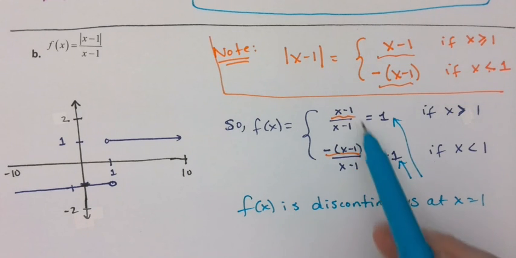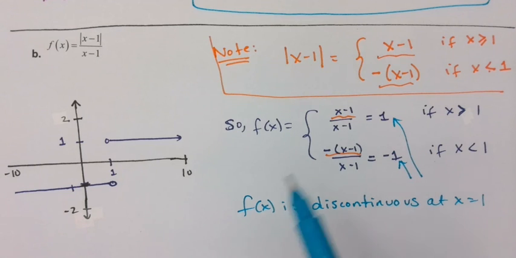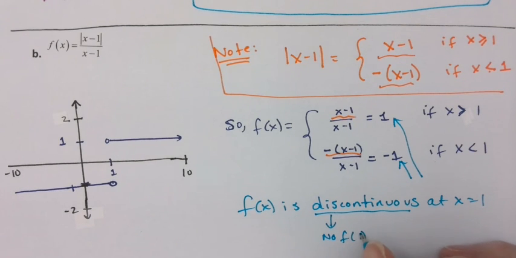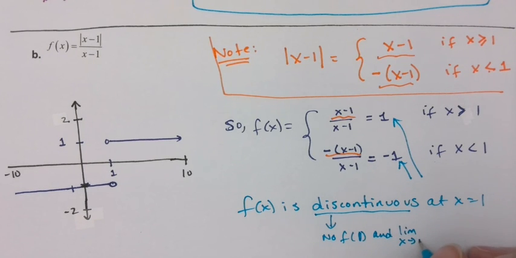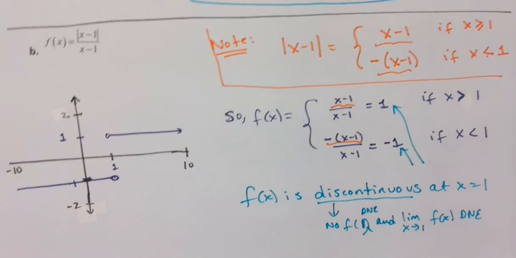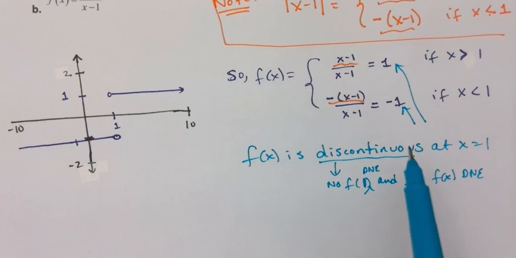You can tell, the limit values are different. So the limit coming in from the right is 1, the limit coming from the left is -1. And also there's no function value. So we actually violate all three conditions. So it's discontinuous because there's no function value and no limit. No f of 1 exists, and the limit as x goes to 1 of f of x does not exist as well. Right? f of 1 does not exist, and the limit does not exist. It's actually a violation of both. So it's a violation of all three of the continuity checklist items.